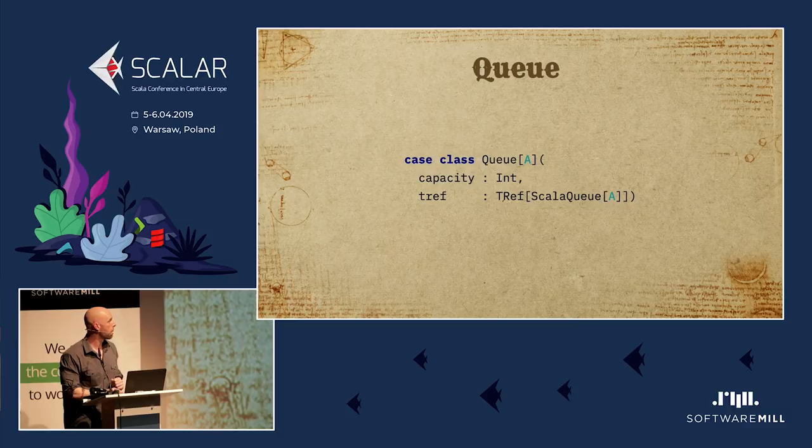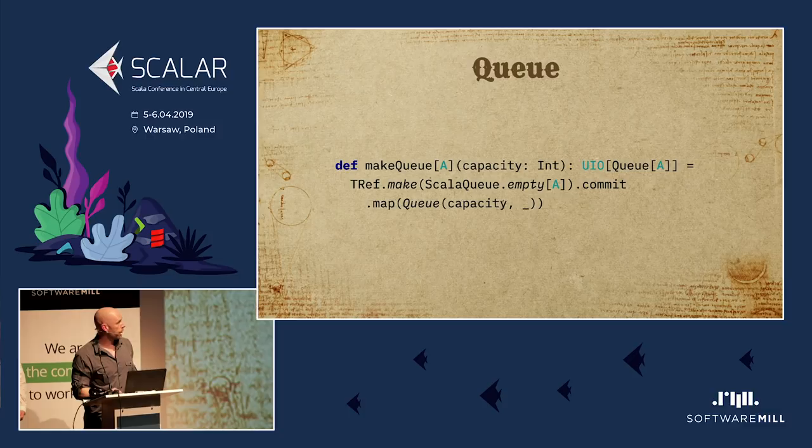How would you do that using ZIO STM? Well, first, you could model a queue as a case class that contains the capacity of the queue, and then a TRef that contains an immutable Scala queue. Now, this is the immutable queue that's baked into Scala's standard library. To make a queue, you simply create an empty Scala queue, and you stick that into the case class with a specified capacity.